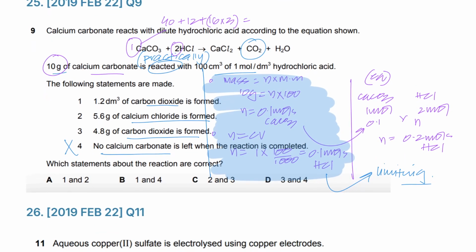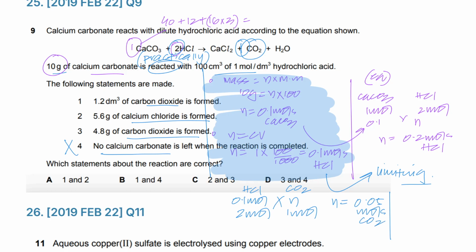So I know I have 0.1 moles of hydrochloric acid. How many moles of carbon dioxide form? I don't know that, but I know that for 2 moles of hydrochloric acid, 1 mole of carbon dioxide forms. So for 0.1 moles, how many moles would form? Cross multiply, what do you get? 0.1 divided by 2, it's 0.05. So these are the moles of carbon dioxide.